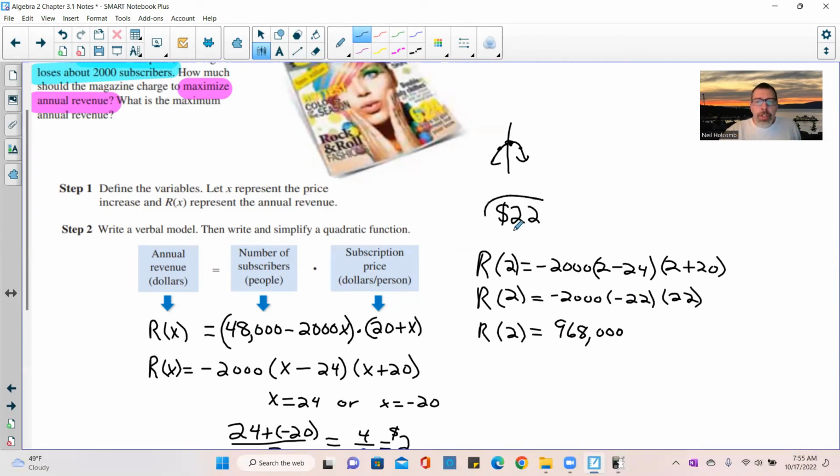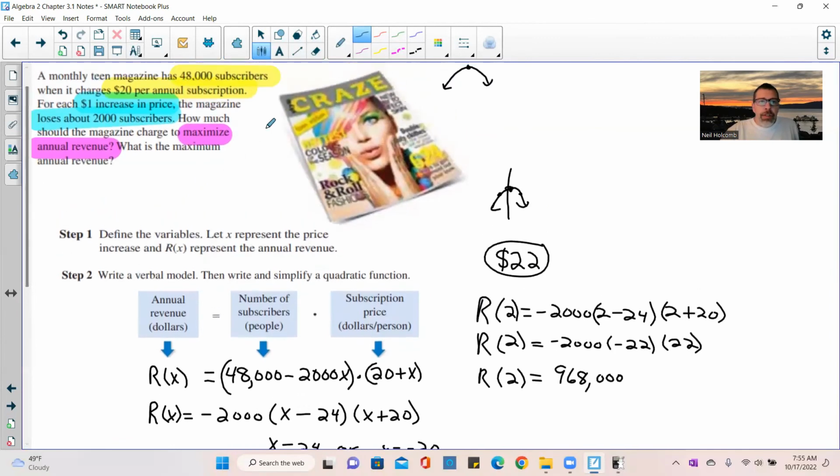Okay, so at $22, you would increase from 48,000 subscribers to, or revenue. The revenue would increase to $968,000, not subscribers. Your subscribers would have decreased, but paying $22 per subscription, the revenue would be $968,000. Okay.